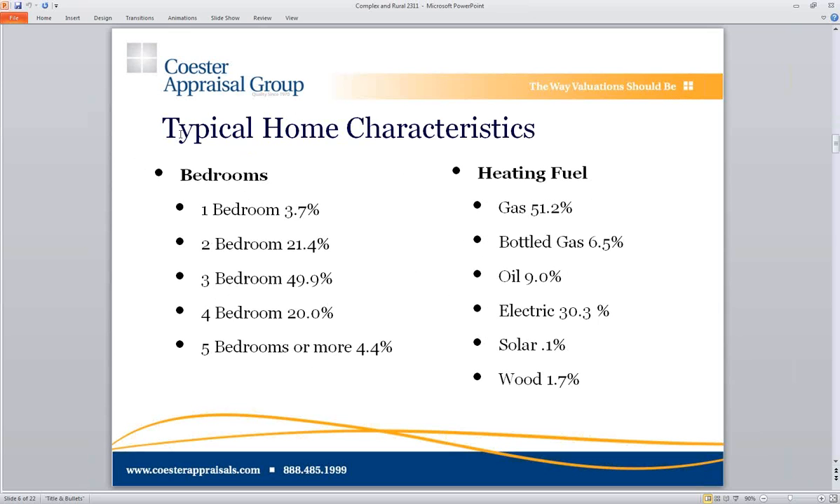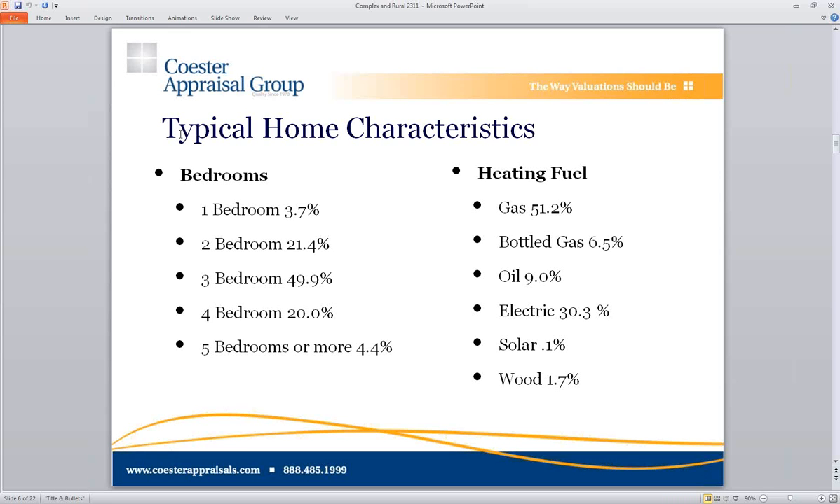Typical home characteristics. This is from the Census Bureau. It gives you some data based on the best information they had, and I use this as an idea. So this is what lenders look like. They look at national statistics. They look at regional statistics. So, if you've got a one-bedroom house that you're appraising, only 3% of the population has a one-bedroom home. That includes condos. So, again, this is just 3%. 21% are two-bedroom, 49% are three, 20% are four-bedroom, and 4.4% have five bedrooms or more.